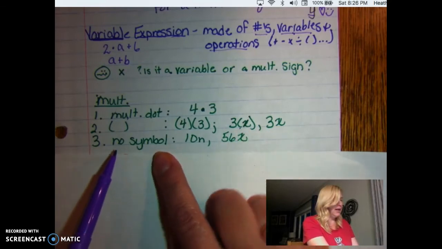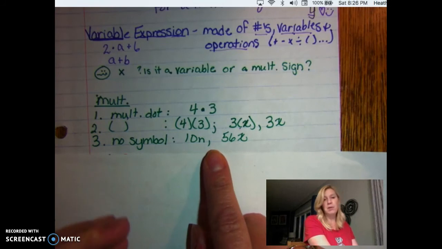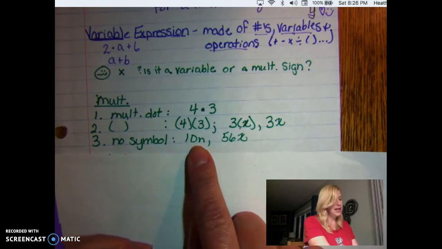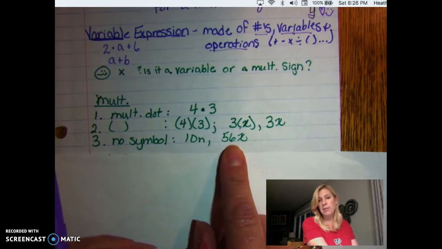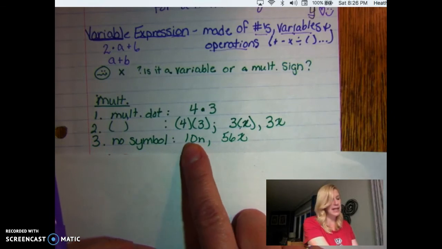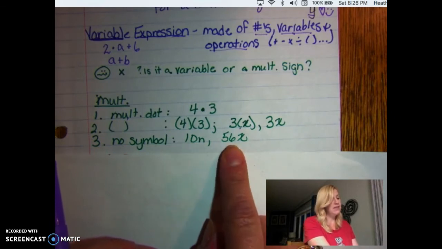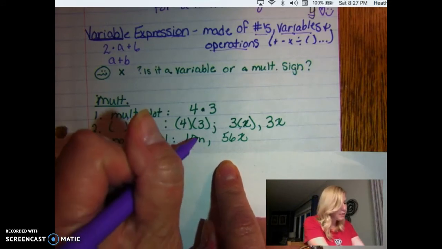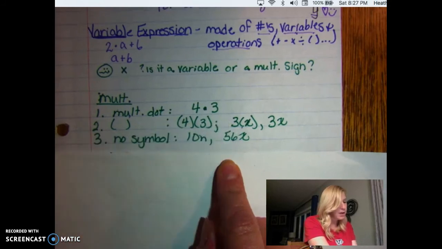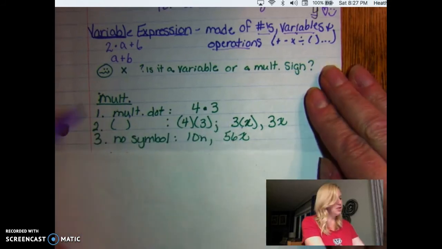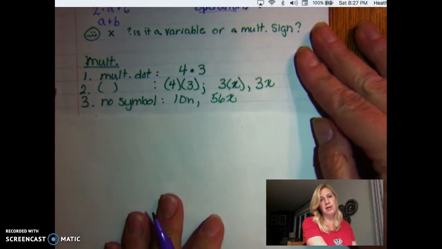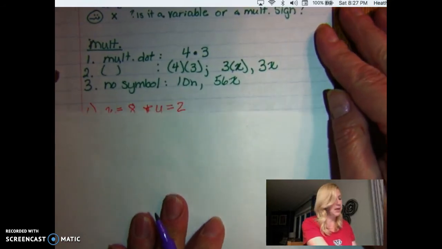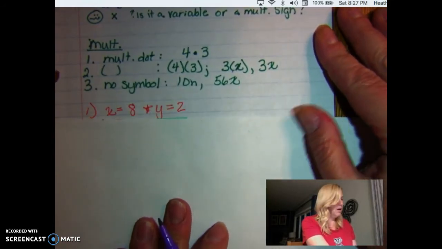Now, the next one is that there's no symbol for multiplication at all. It just has a variable smooshed up next to a number. 10n means 10 times n. 56x means 56 times x. Okay? So if you need to put a little multiplication dot in there to remember, you can do that. But just remember, those are the ways we're going to start doing our symbol for multiplication now. Okay.